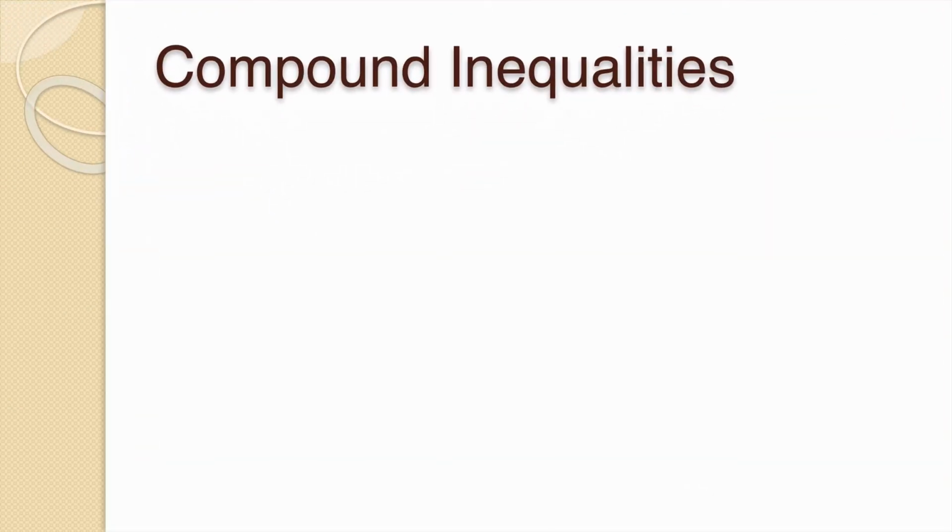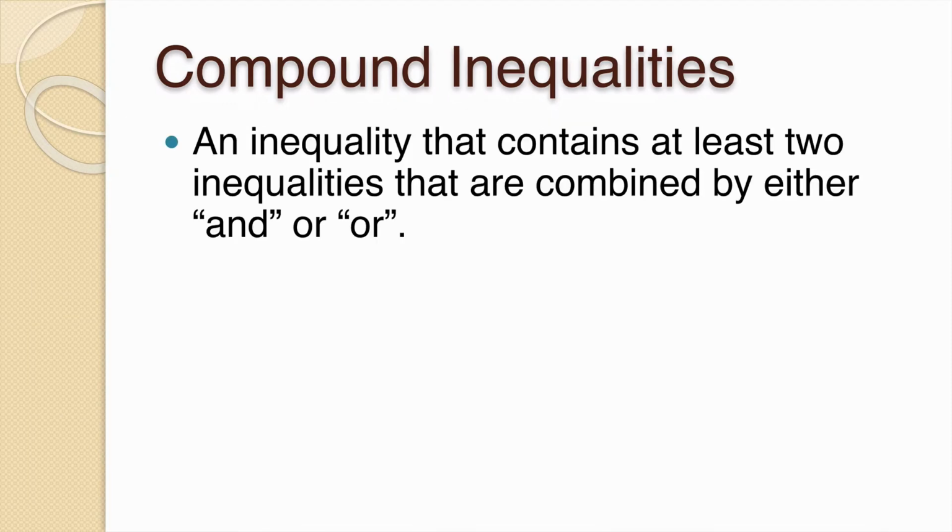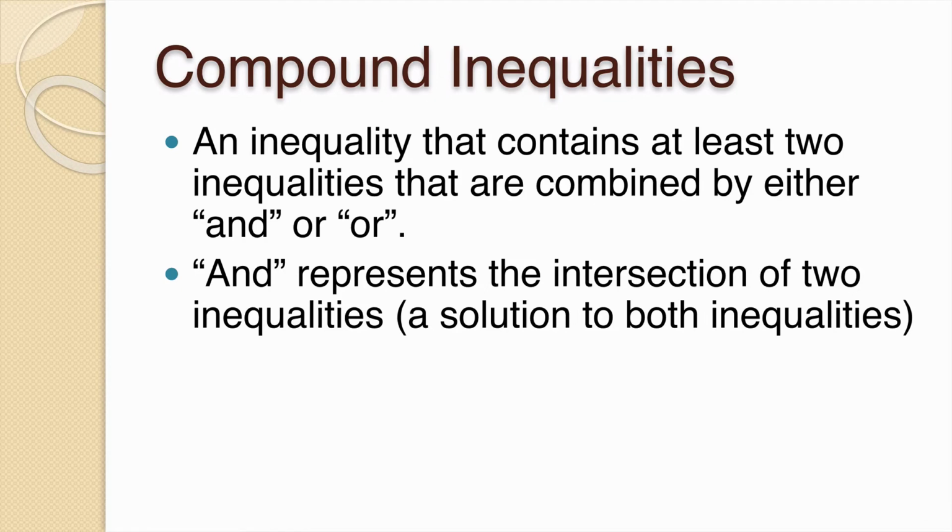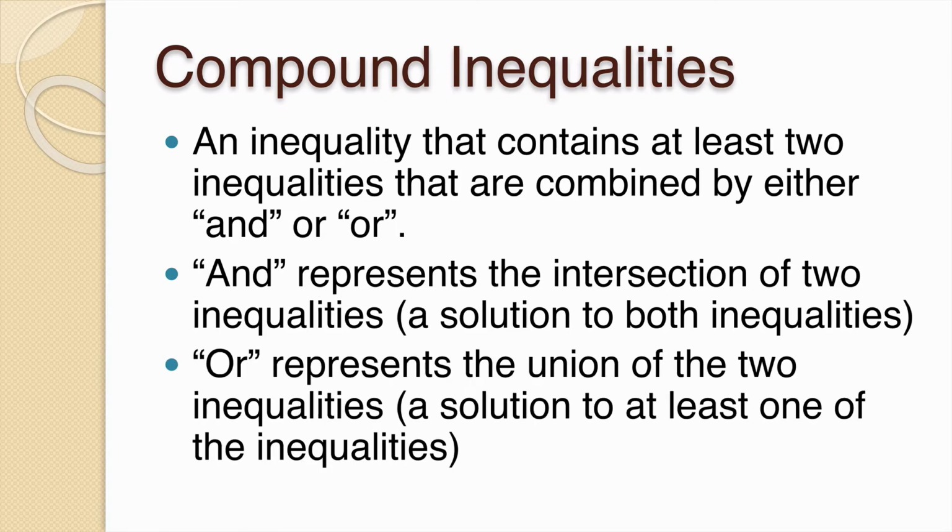Okay, now let's get to the real stuff, compound inequalities. How do I solve them? Well, first of all, what is it? A compound inequality is an inequality that contains at least 2 inequalities, and they're combined by either the words and or or. Remember that and represents the intersection of the 2 inequalities. Both parts have to be true. And or represents the union of the inequalities. It has to make at least one of the 2 inequalities true.